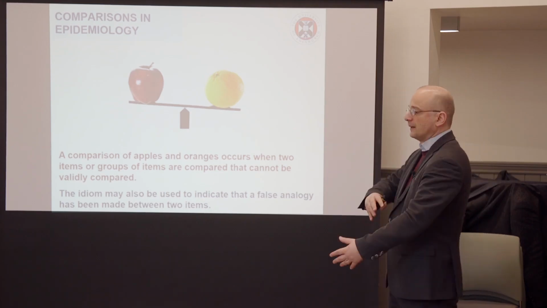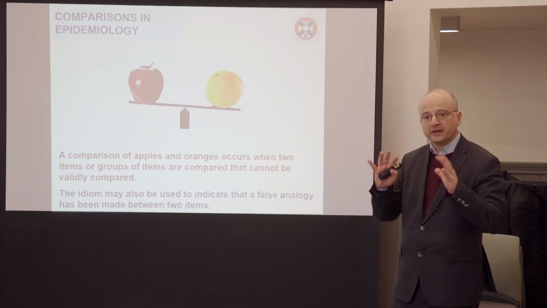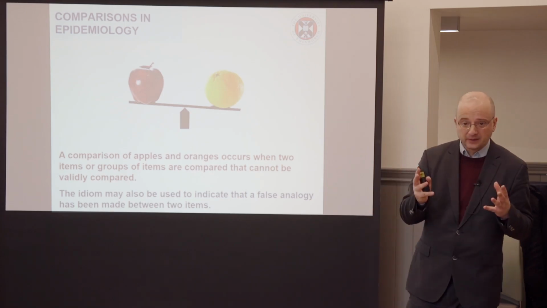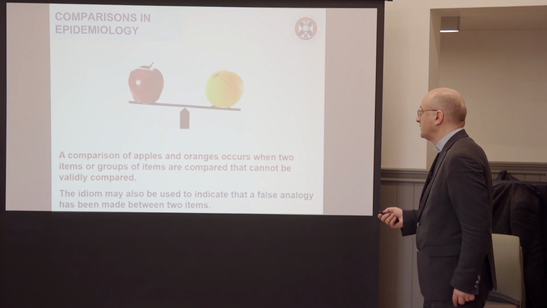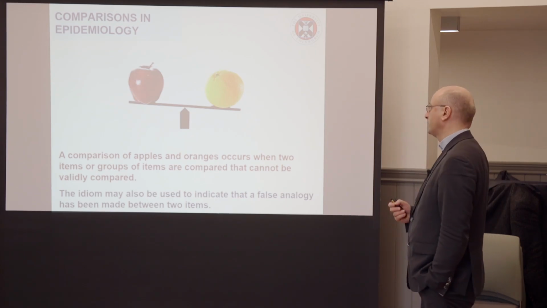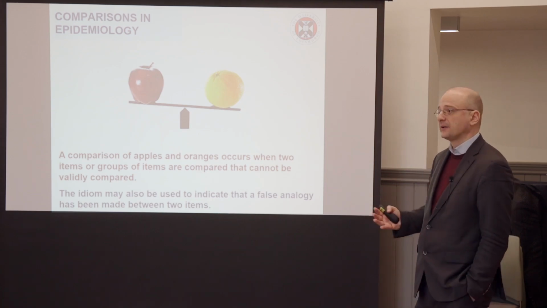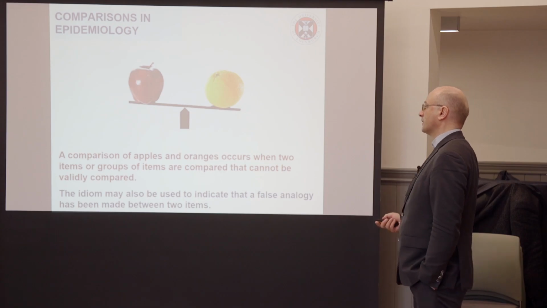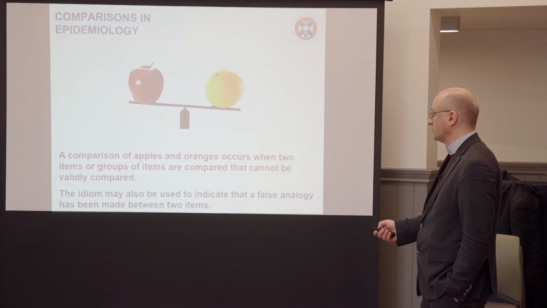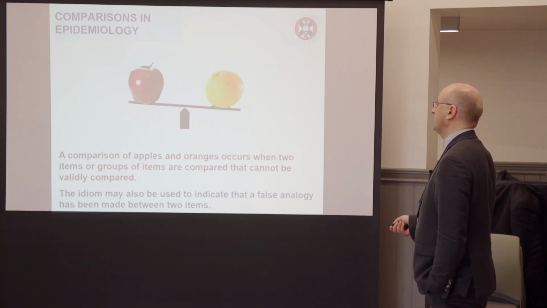But we said that they can be totally different in different populations, and we should be very careful about any enrichment of the cases and the population being strange or unusual. So when we compare two populations in epidemiology, it's very important that we are comparing like with like, because otherwise we're going to reach completely wrong conclusions. We say that the comparison of apples and oranges occurs when two items or groups of items are compared that cannot be validly compared.